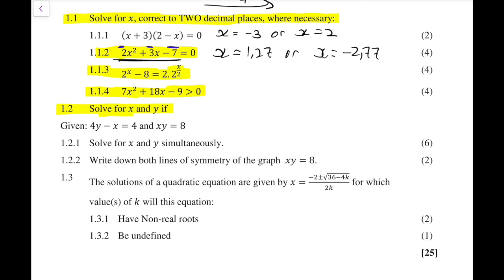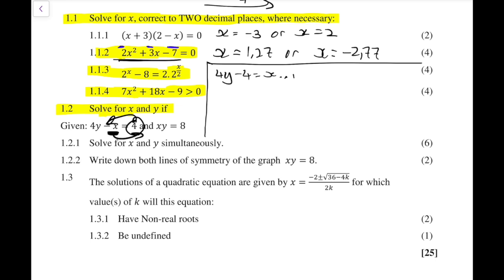Let me just show you here. I can actually just use this space on this side just to sort this out. So basically, we're going to take this x onto that side and take this 4 onto the other side. So it's going to look like this. 4y minus 4 is equal to x. This is our equation 1, is what we'll call it. And then we can say that xy is equal to 8.